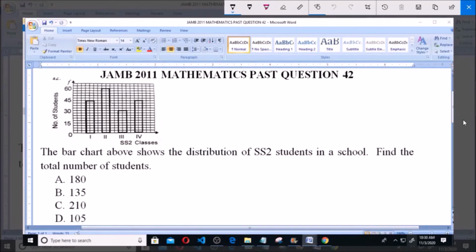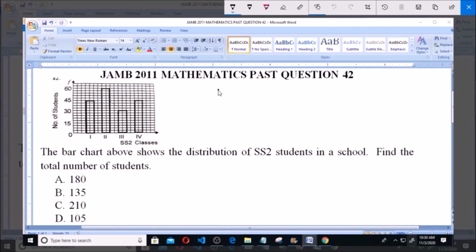The bar chart above shows the distribution of SS2 students in a school. Find the total number of students. Now to get the total number of students, we simply look for the number of students for each bar, and then add them up together. Now since we have what? We have 1, 2, 3, 4. That's 4 distributions. Now let's look for the number of what? Students in each of these distribution.